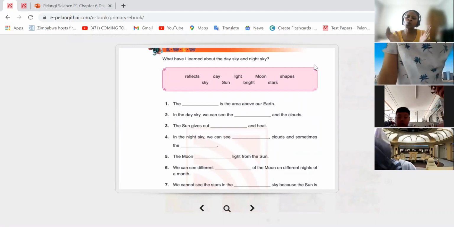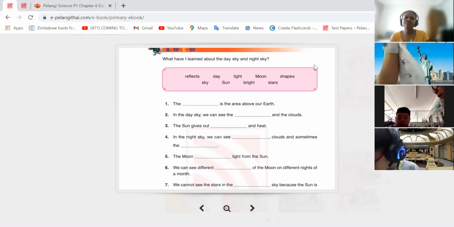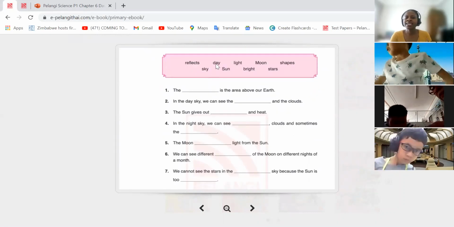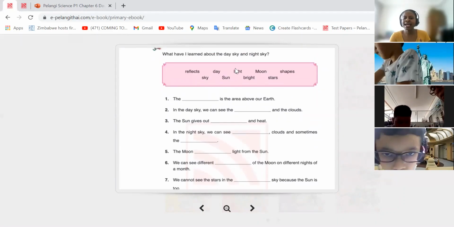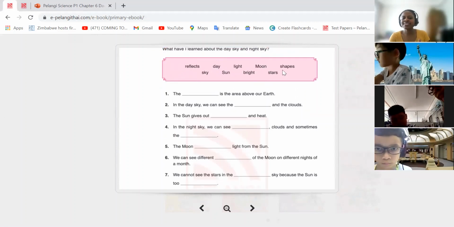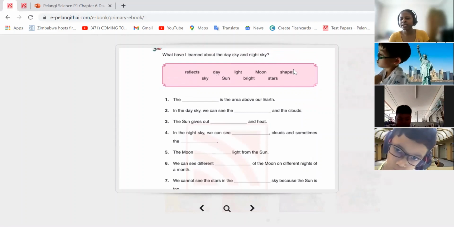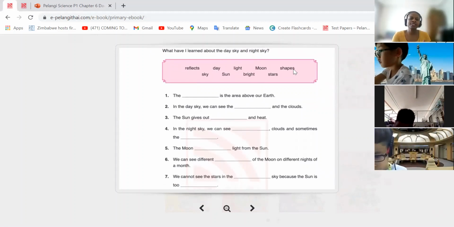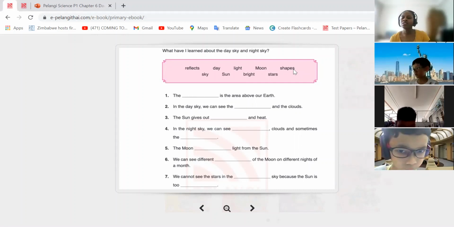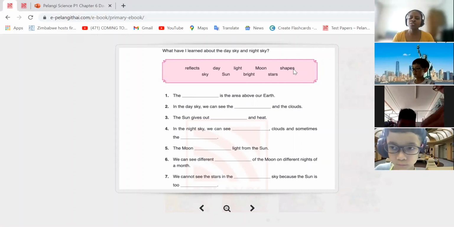All right. So the words that we have are reflects, sky, day, sun, light, bright, moon, stars, steps. Okay? All right. So we are going to start now from number 1. We also need to be writing, so we're going to move a little bit slow so that you can have time to write.